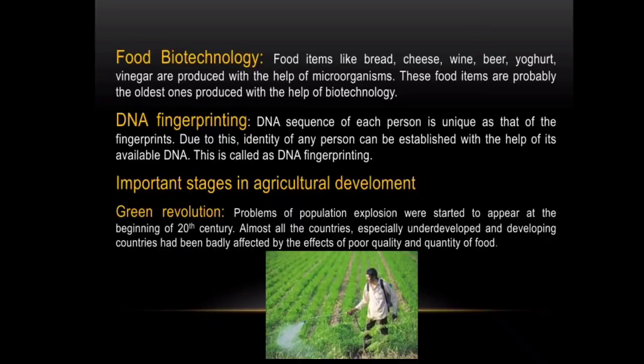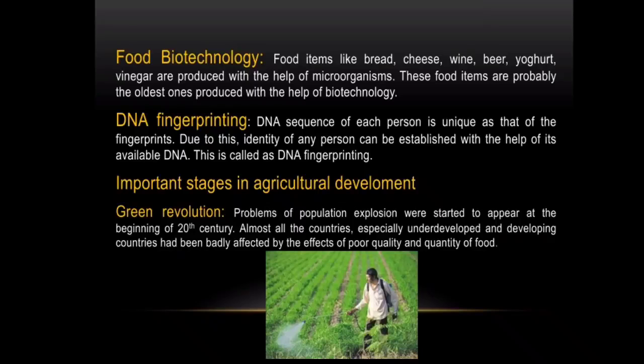Identifying the criminal can be done with the help of any part of their body found at the site of crime. Similarly, the identity of the father of any child can be established. This research is performed at the Center for DNA Fingerprinting and Diagnostics, Hyderabad.